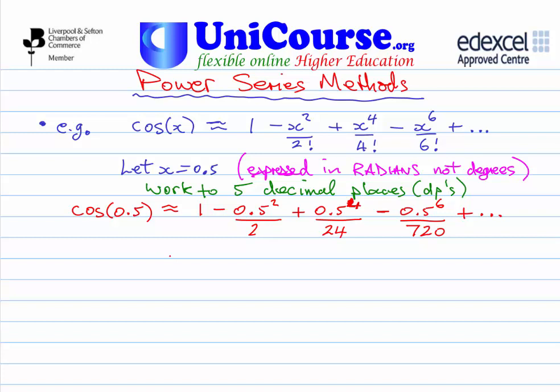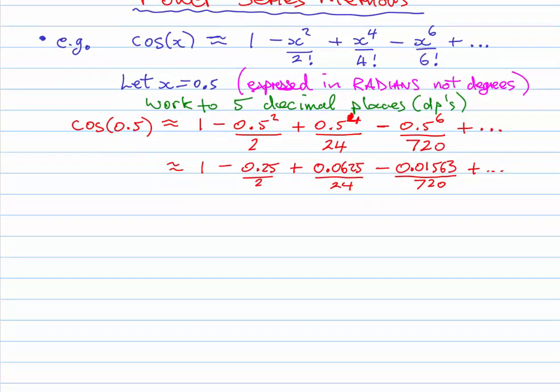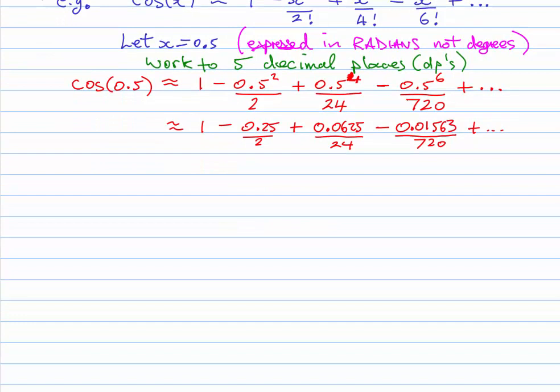Now we need to work those things out. So that's roughly equal to 1 minus 0.5 times 0.5 is 0.25, over 2. 0.5 to the power 4 up here is 0.0625, sits over 24, minus 0.5 to the 6 works out to be 0.01563, if you work it out to 5 decimal places, that sits over 720, plus some other bits if we care to do them. And I think you'll find when we work this thing out, it has very good agreement with what a calculator will say.